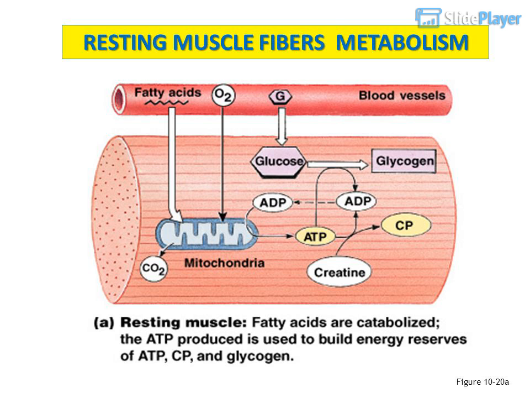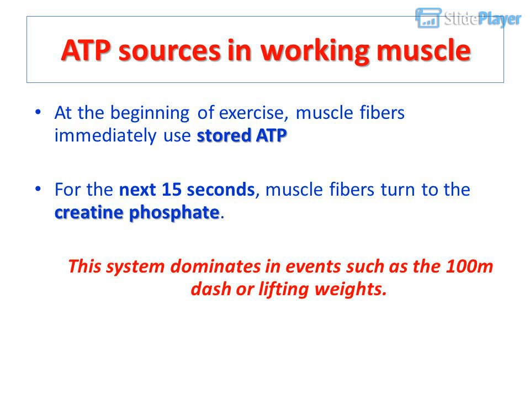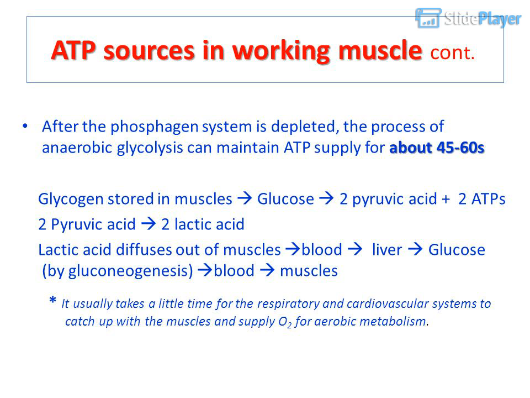Figure 10.20a. ATP sources in working muscle. At the beginning of exercise, muscle fibers immediately use stored ATP. For the next 15 seconds, muscle fibers turn to creatine phosphate. This system dominates in events such as the 100 meter dash or lifting weights.